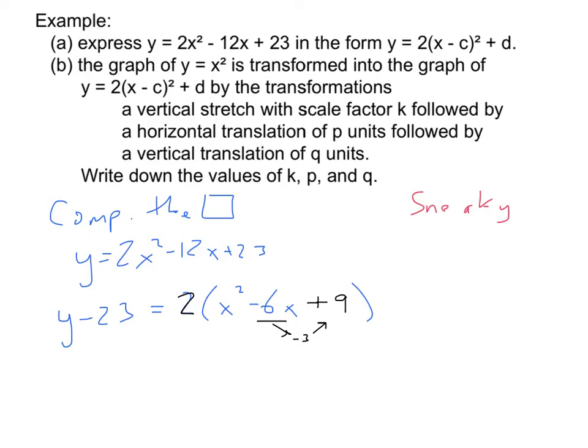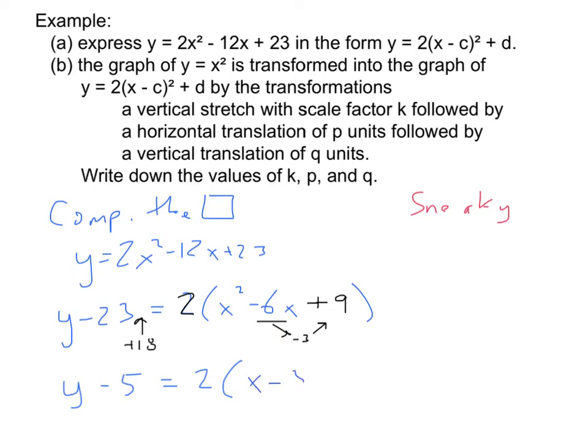But to be fair to this equation, I have to put something to balance on the other side of this equation. And it's not just plus 9. It's this plus 9 times 2. So we actually have to add 18 over here. So that gets me y minus 5 equals 2 times, now the whole point of doing this is so that it will be written as a completed square.